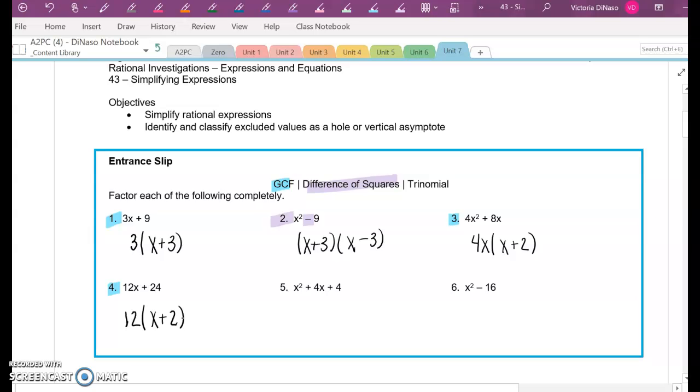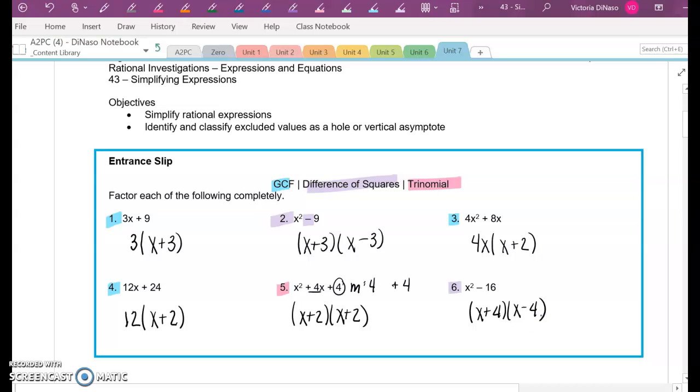For this next one, we have x squared plus 4x plus 4. This one is a trinomial. It's a quadratic. So we're looking for two numbers that multiply to this 4, but then combine to the middle 4. So that would be 2 and 2. So we're going to write down x plus 2, x plus 2. And then number 6, this is another difference of squares. X squared and 16 are perfect squares. So we have x plus 4, x minus 4. So this is all review.